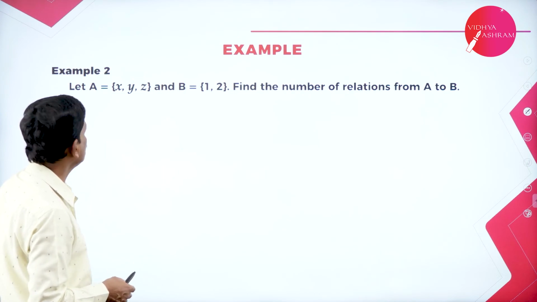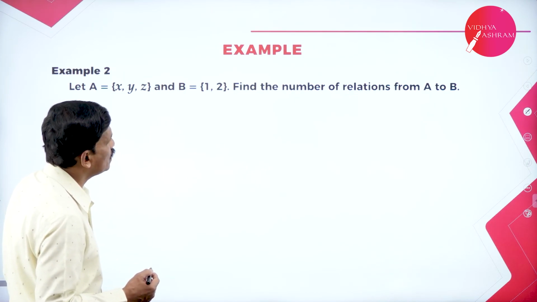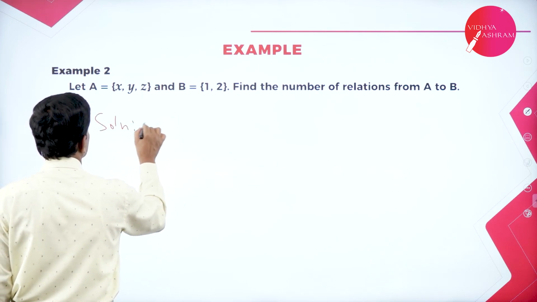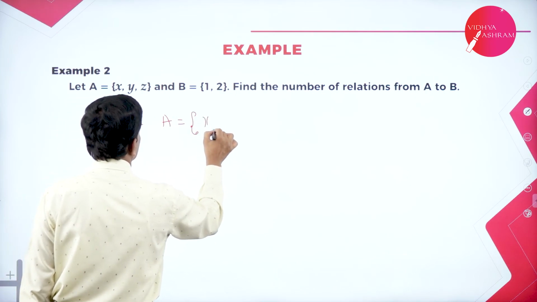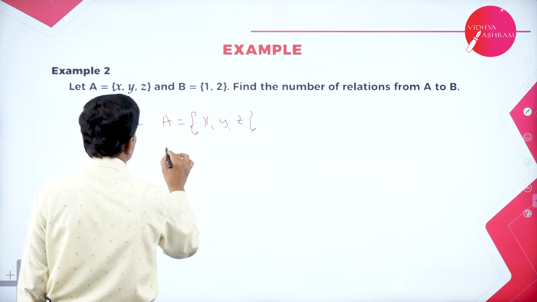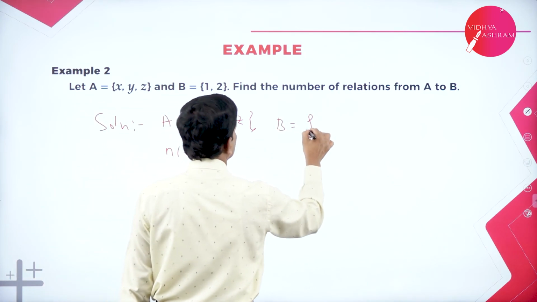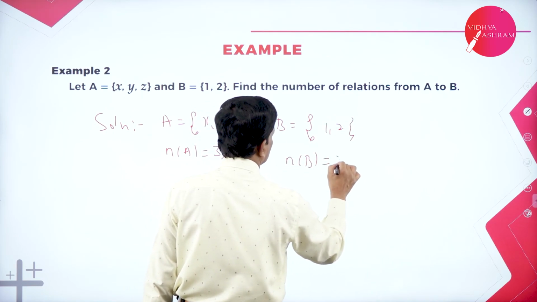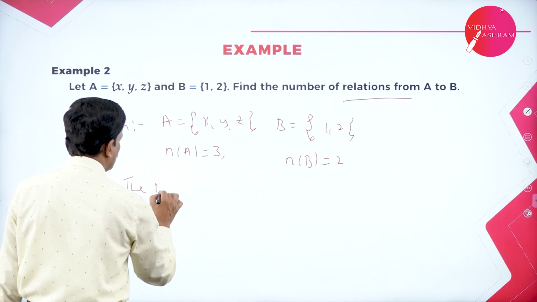So now let us come to the next problem. Let A is equal to {x, y, z} and B is equal to {1, 2}. Find the number of relations from A to B. So here what is given? A contains how many elements? A is nothing but x, y and z. So therefore the number of elements in A is 3. And what does B contain? B contains 1, 2. Therefore the number of elements in B is 2. What is asked? The number of relations.